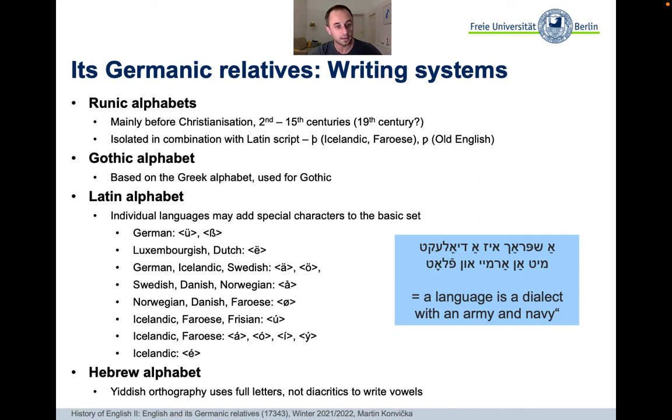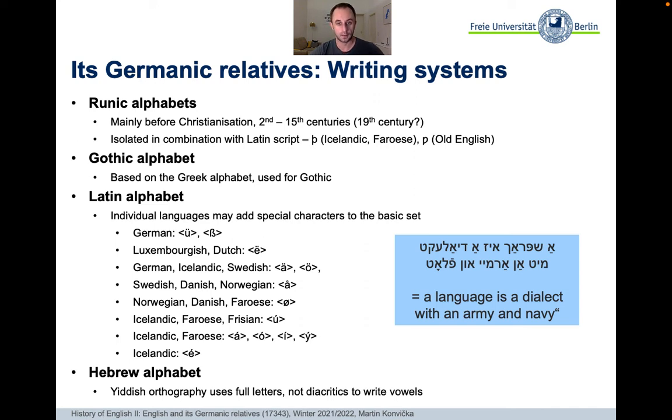This is sort of settling the discussion of whether there are some linguistic properties that distinguish dialects from languages, and the meaning of this quote is no, there aren't. It's a political discussion, but that would be a topic for a different video.